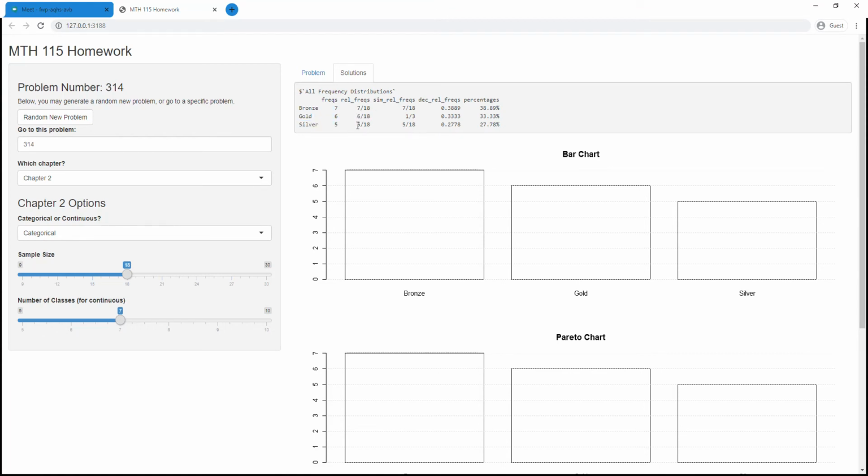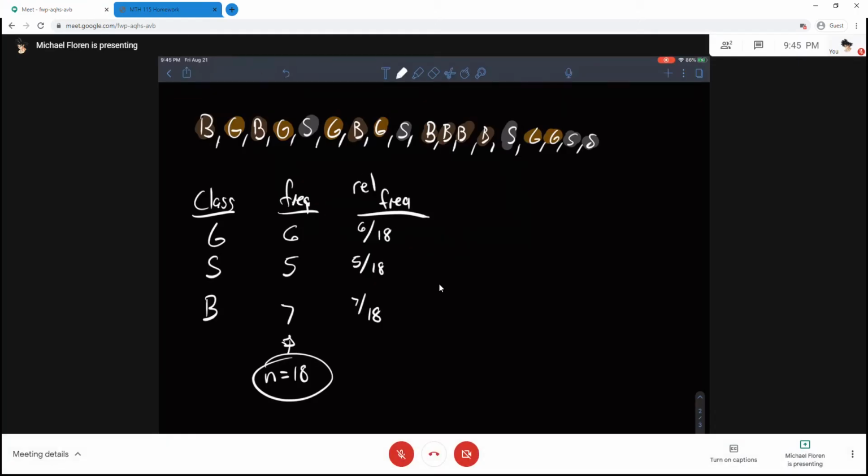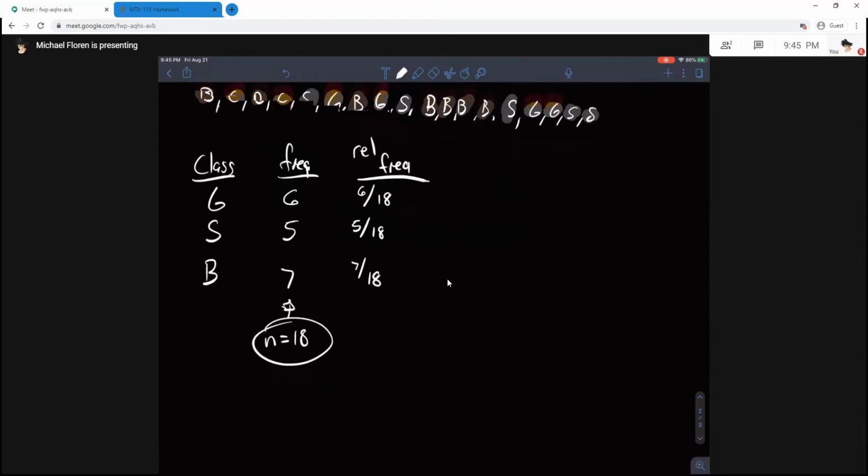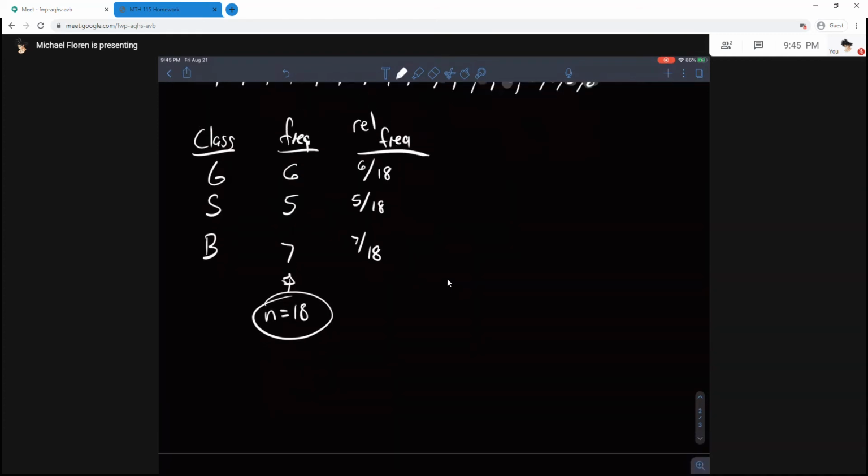Relative frequencies, 6 over 18, 5 over 18, 7 over 18. And that matches. And you can see that you have the simplified relative frequencies. You don't have to simplify fractions if you don't want to. The decimal relative frequencies and the percentages if you want to write those, but those aren't necessarily required. So from here, we can just start doing our graphing, I guess.